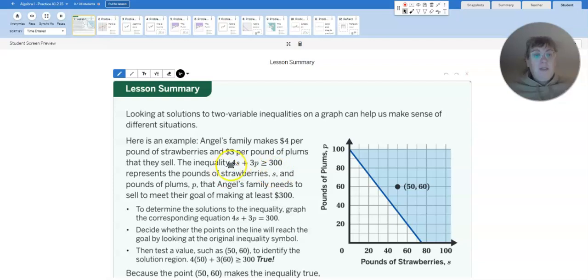Angel's family makes $4 per pound of strawberries and $3 per pound of plums that they sell. The inequality 4s plus 3p is greater than or equal to 300 represents the pounds of strawberries, s, and the pounds of plums, p, that Angel's family needs to sell to meet their goal of at least $300, right? It can be greater than 300, but that's their minimum.